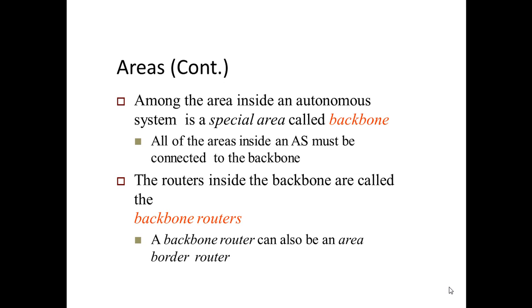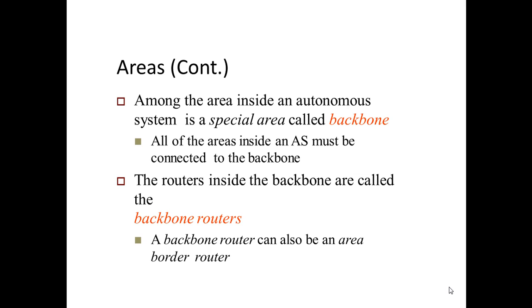Among the areas inside an autonomous system, there is a special area called the backbone. You know the importance of a backbone in a human body. That is why this terminology is given to the same concept over here. All the areas inside an AS must be connected to the backbone. You can say the backbone is the main thing, taking the information about all the other devices inside the areas of the same autonomous system.